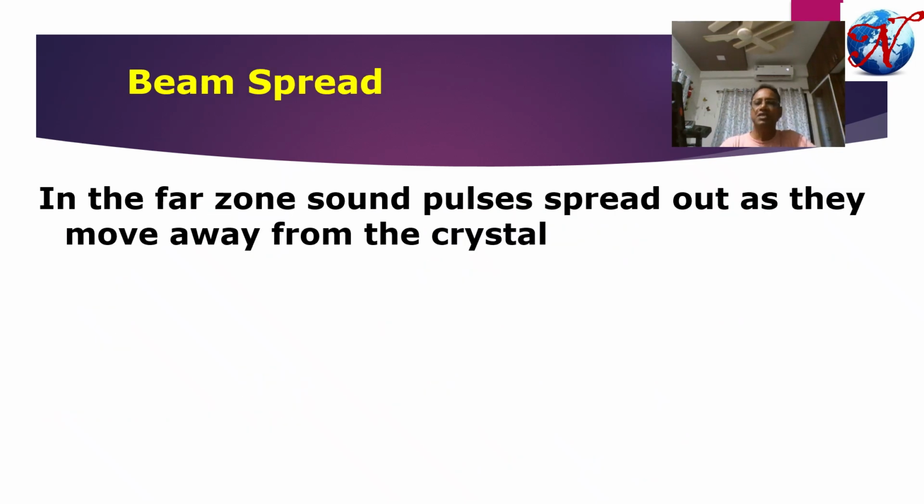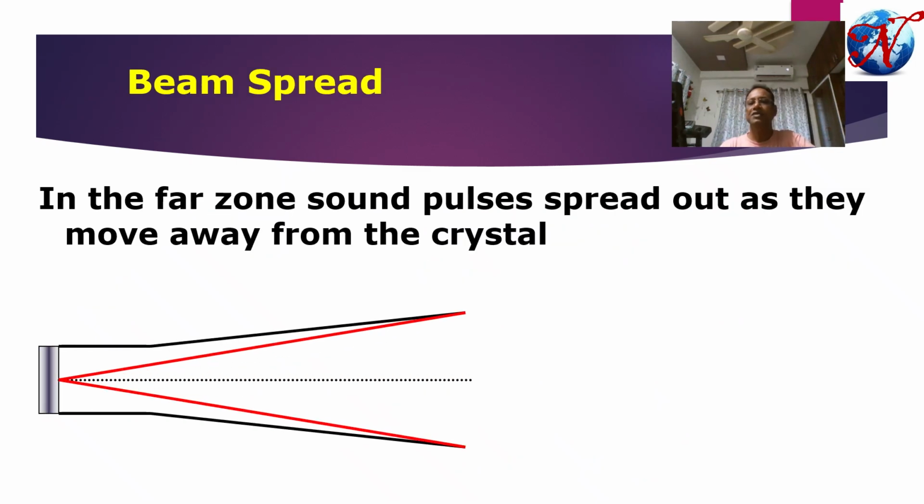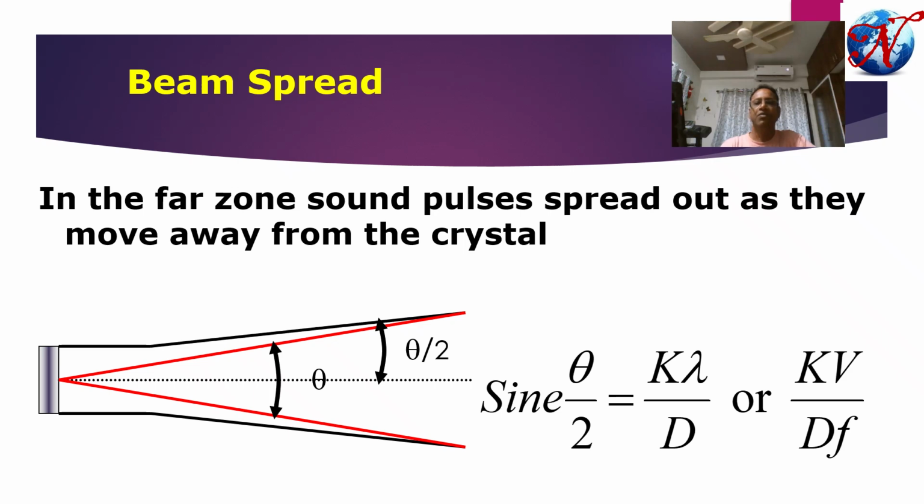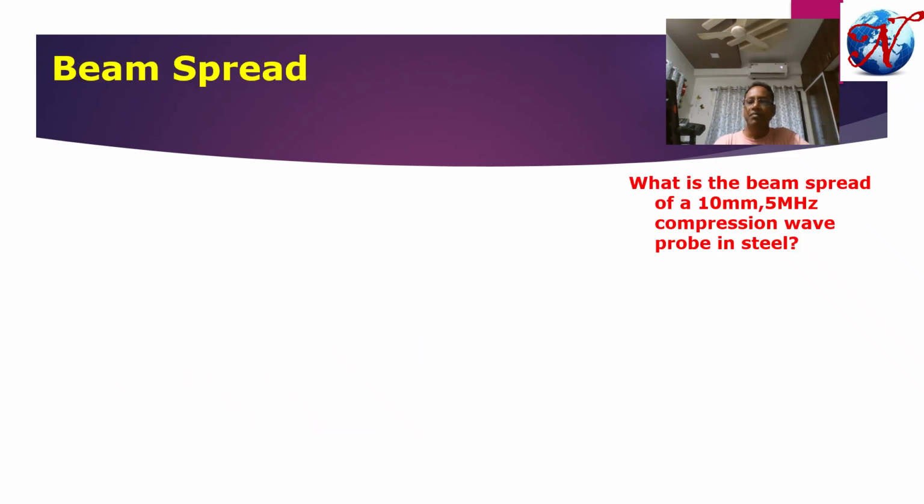In the same crystal, if we consider the beam spread, then what will happen? Now, in the far zone, the beam will be spreading in nature. And if we consider the central axis where the beam intensity is 100% or maximum, with respect to the distance, what will happen? The beam intensity will be reduced.